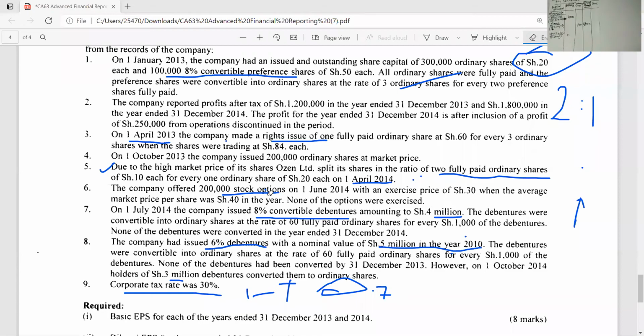So the moment I see stock options, there is no working to be done. Earnings is always 0, because none of the options were exercised. And in all of the questions I've done, that is the same thing which happens. What about shares?